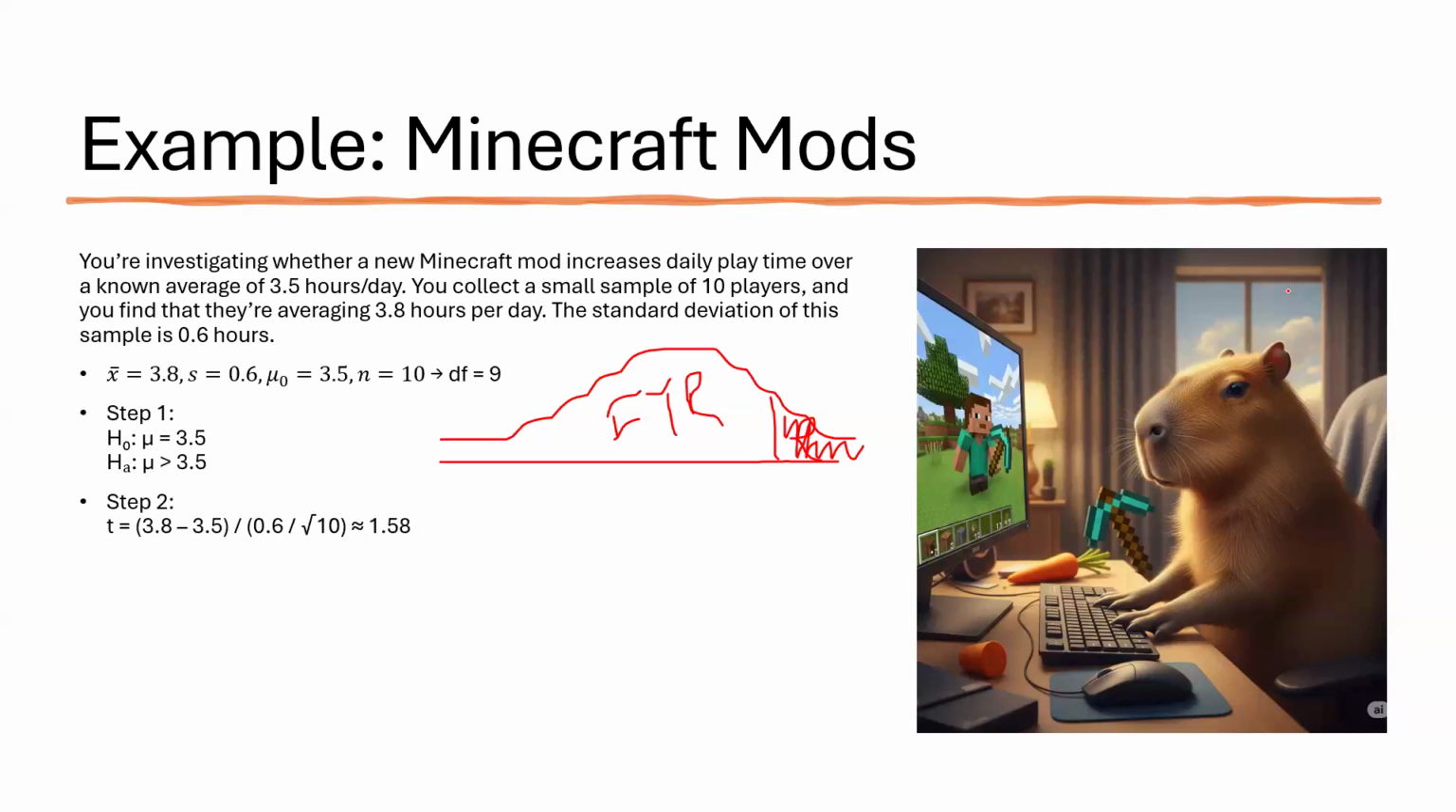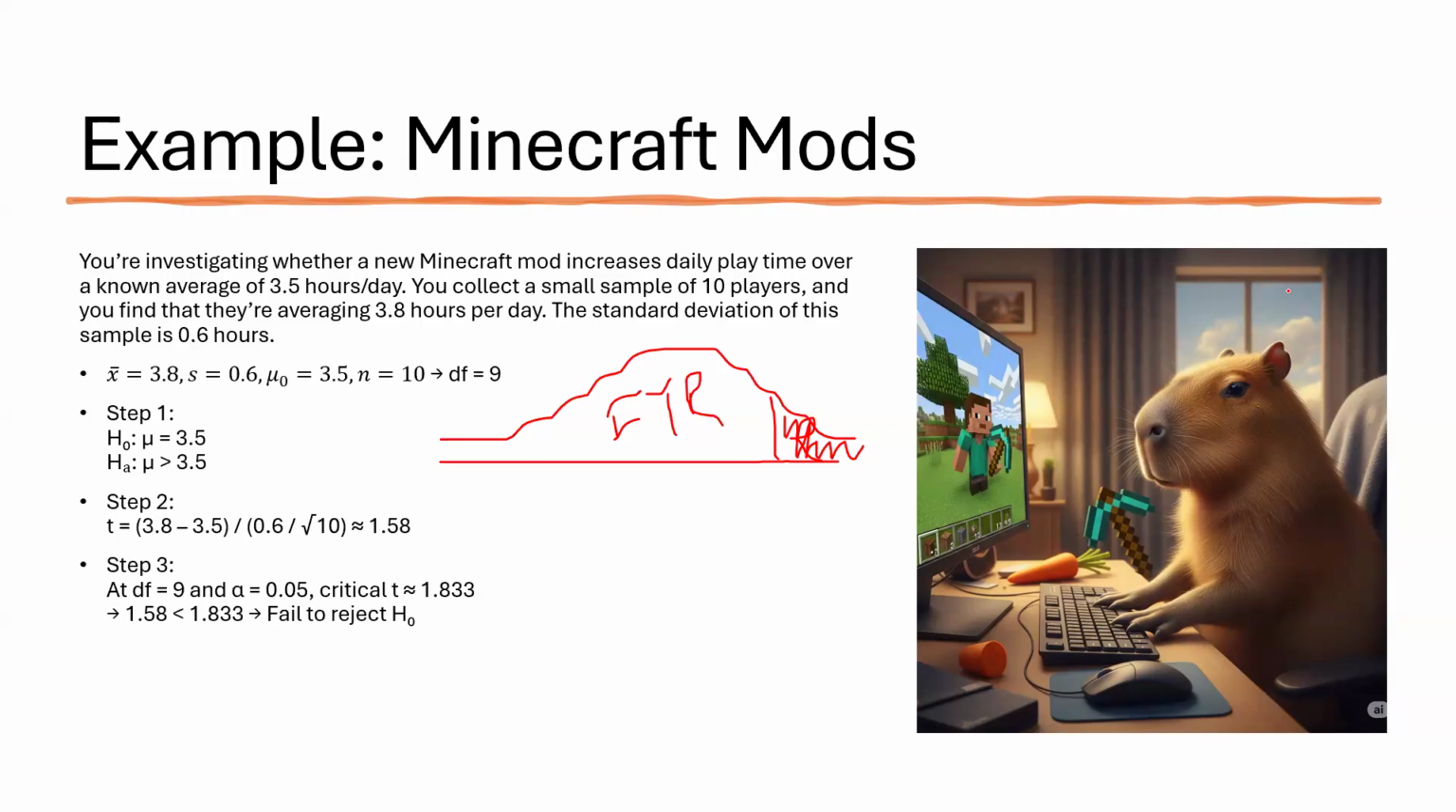So we get T is our sample 3.8 minus the population 3.5 divided by our standard deviation 0.6 divided by the square root of our sample size 10. Get about 1.58. So we look up to compare to a critical value.